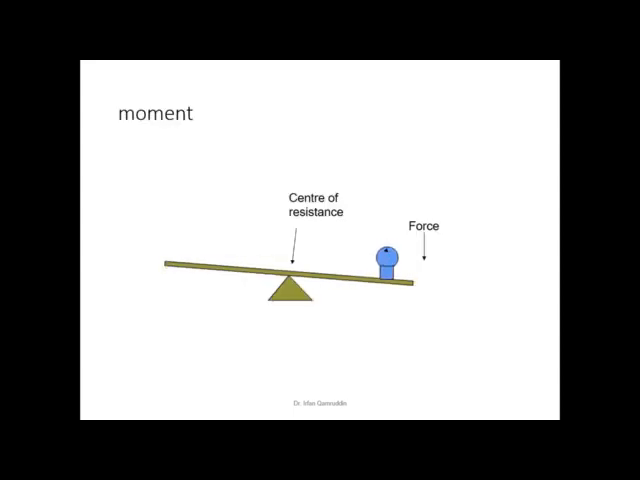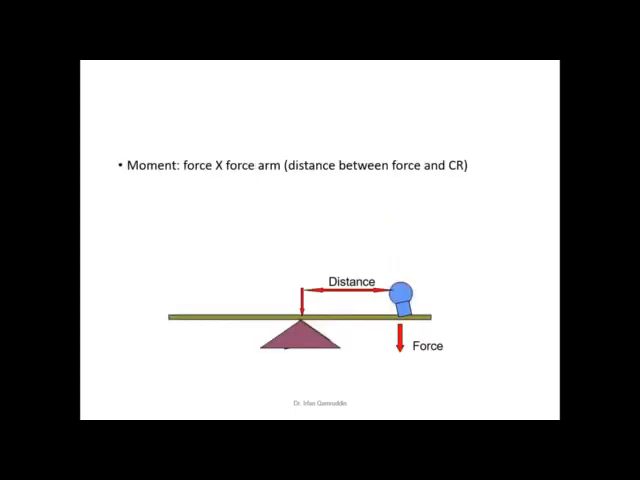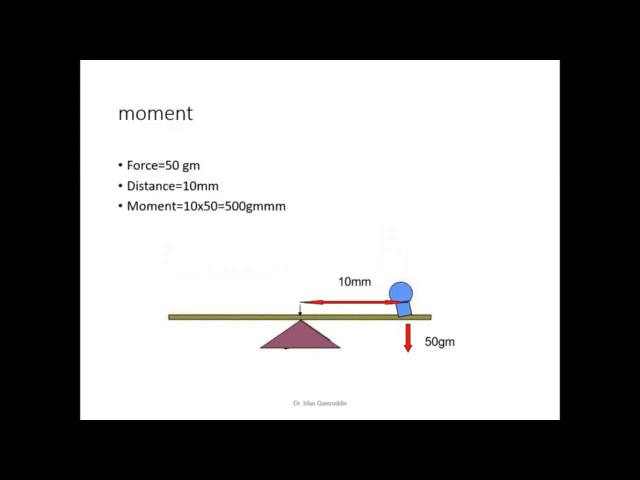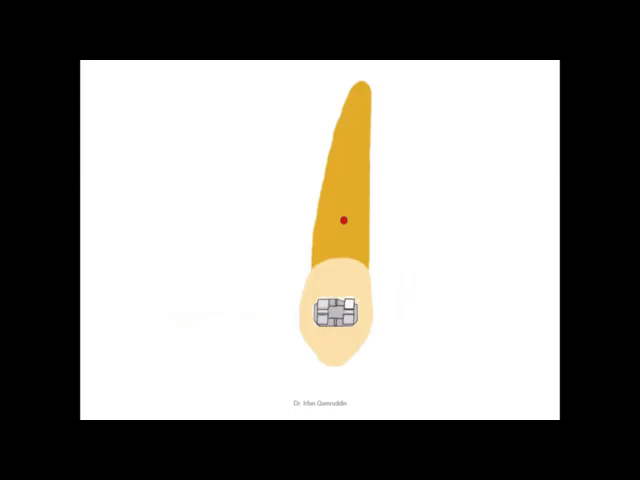How to calculate moment? The formula is very simple. When you multiply force into force arm, you will get moment. Force arm is the distance between the force application point and the center of resistance. If you have applied 50 grams of force, for example, and the distance between the force application point and the center of resistance is 10 millimeter, your moment is 500 gram millimeter.